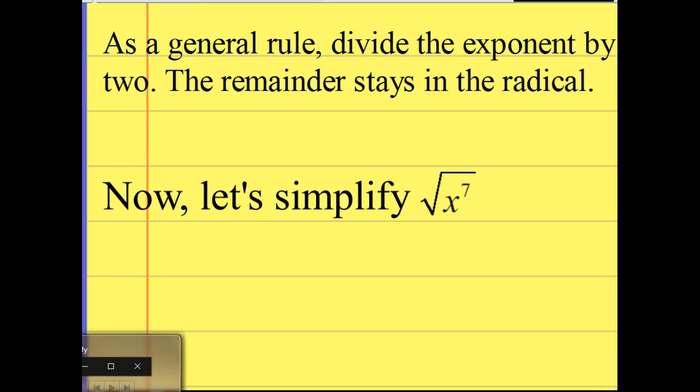Okay, so as a general rule, basically all we're doing is dividing the exponents by 2. The remainder stays in the radical. We will only have a remainder if it's odd. So again, x to the 7th, this is odd. So what's 7 divided by 2? 3.5, right? So that 0.5 is kind of like that 1/2 power you're seeing here. So it's x cubed out, the 0.5 in. That makes sense? We're going to do more examples.